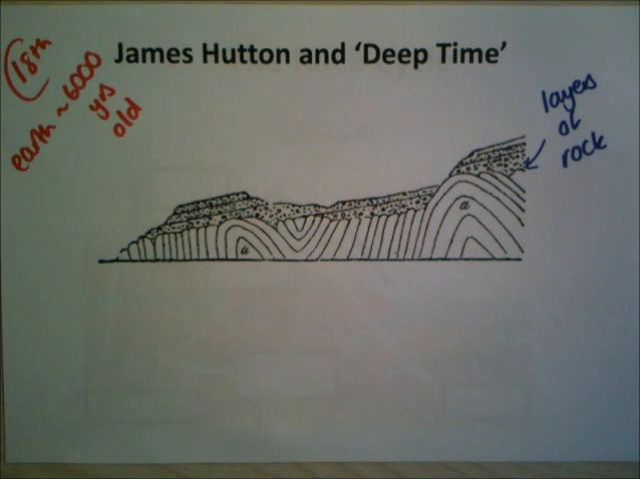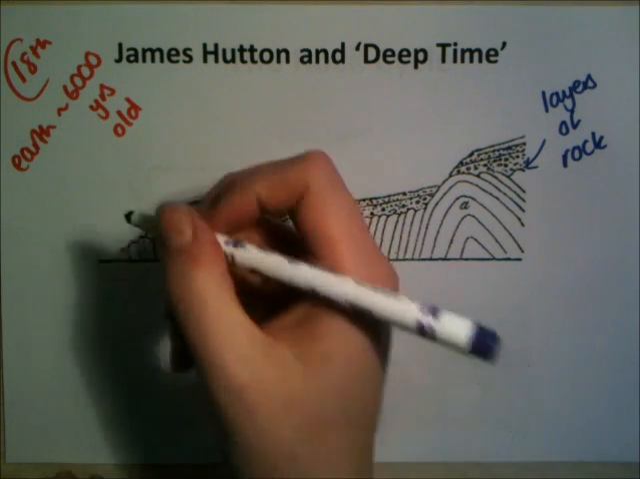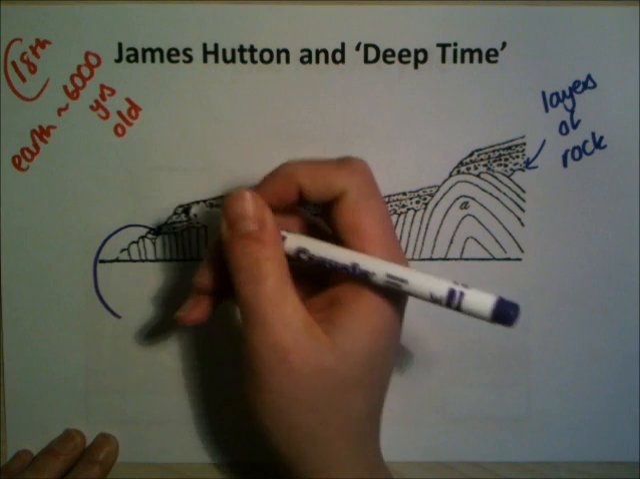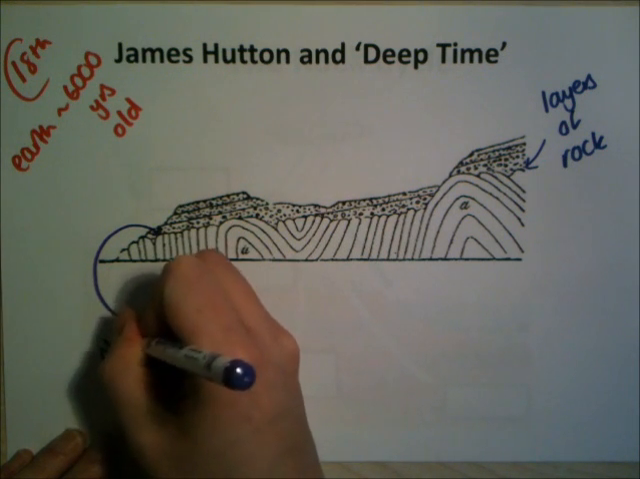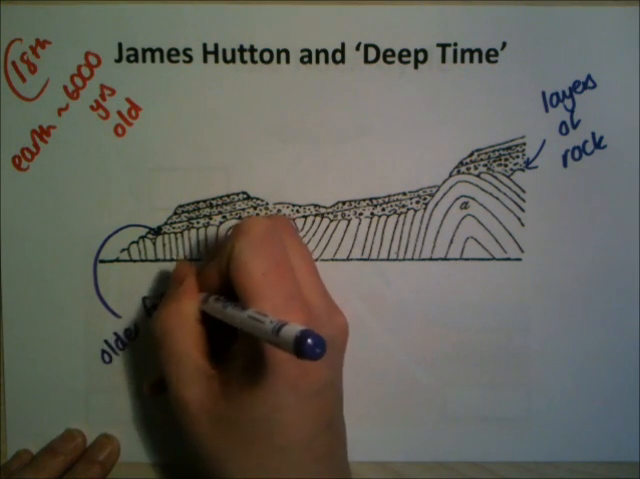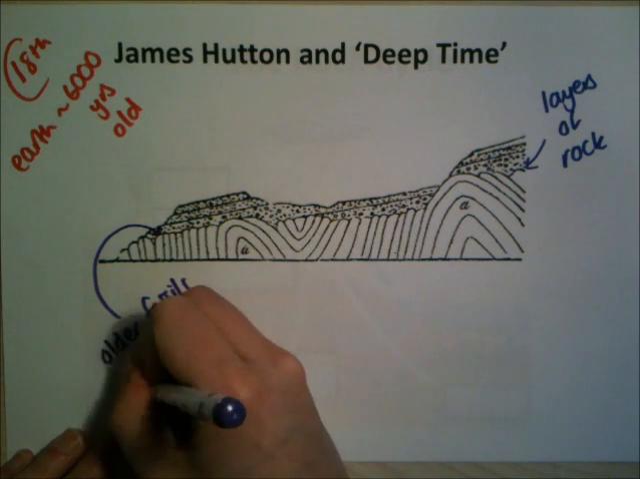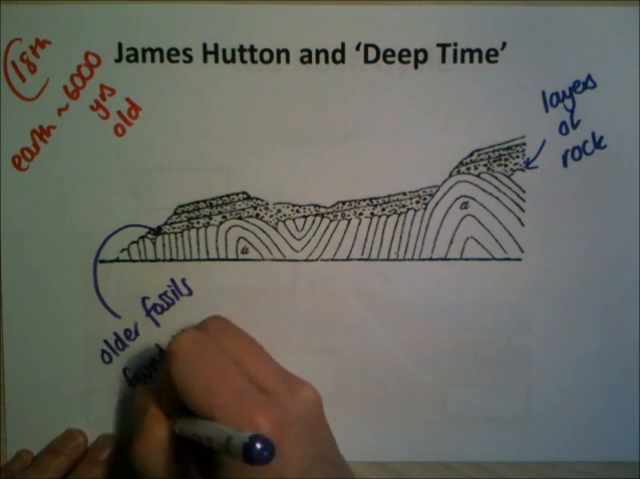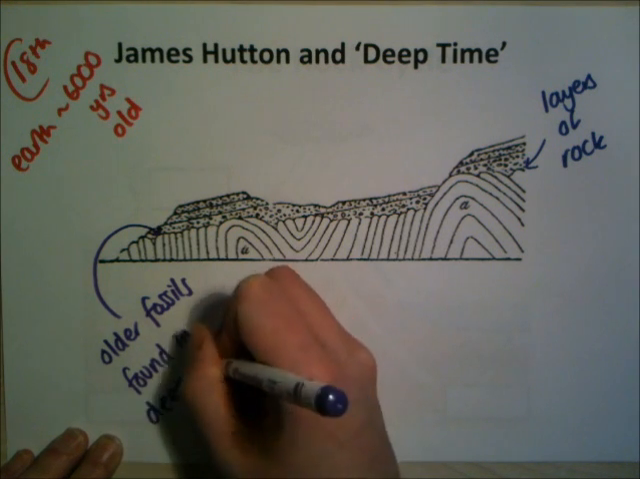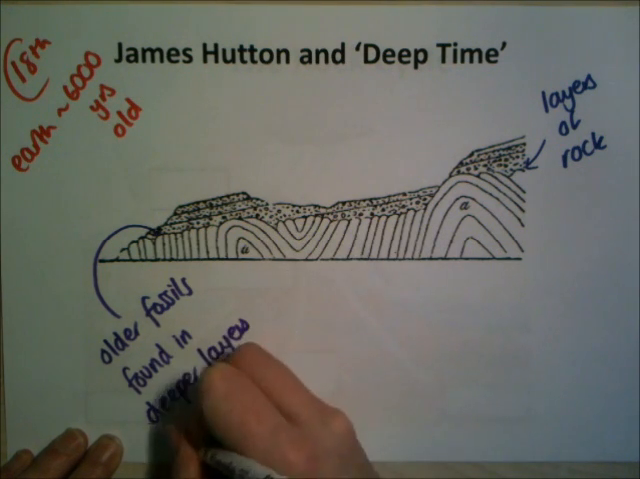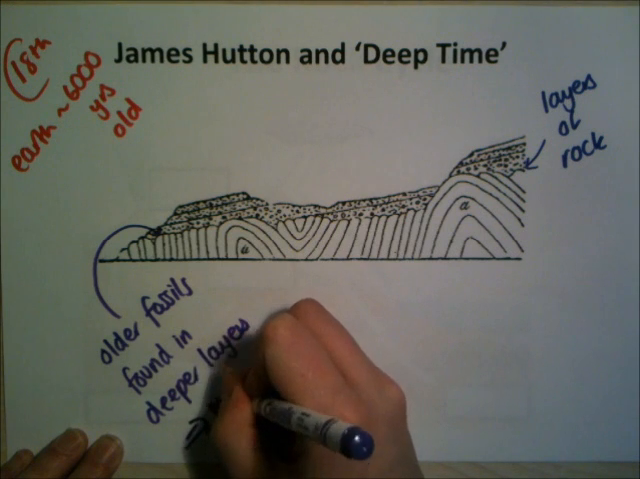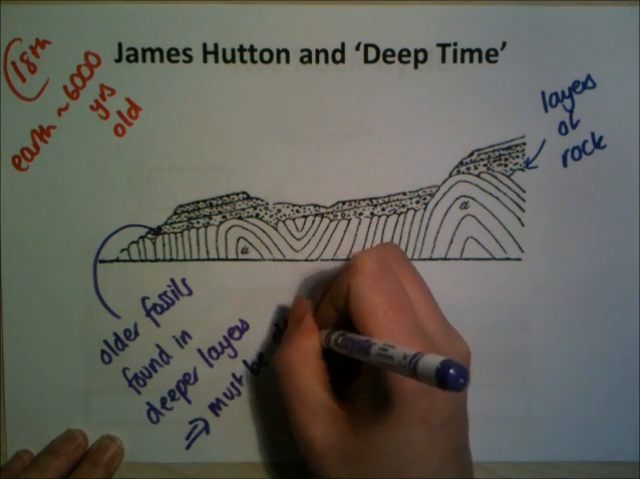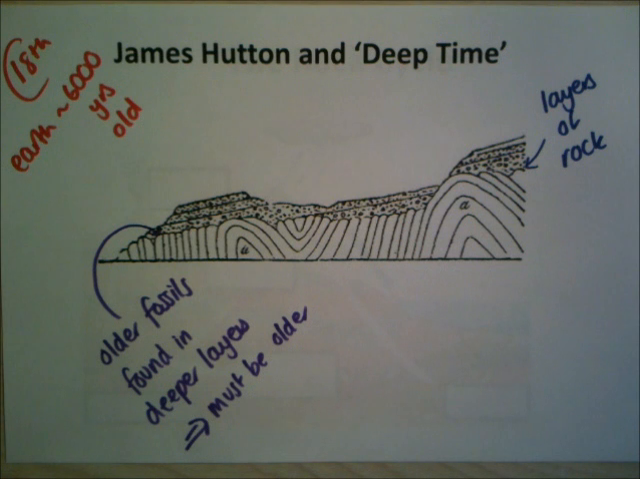And Hutton thought, that's odd. I wonder why that happened. And he thought, well, they must have built up over time. Now that theory was kind of cemented in his brain, but when he looked at these layers here, he saw the older fossils, I should say, were found in deeper layers. So older fossils found in deeper layers. Now, to Hutton, that meant that the deeper layers must be older. So deeper meant older to him. And that cemented his theory that these rocks have been building up over time.